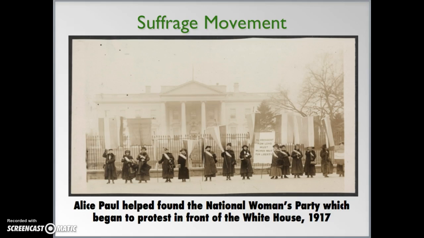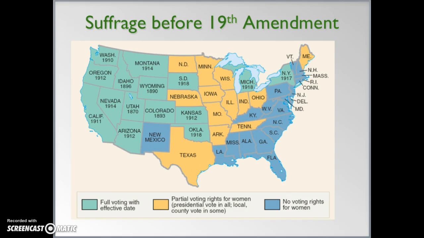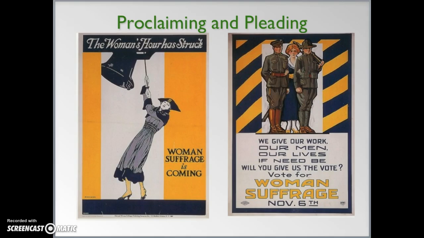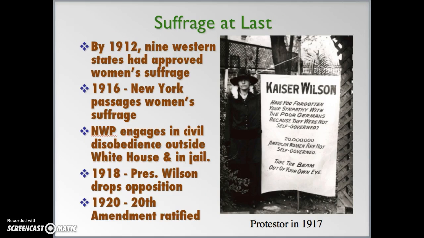Back home, we have women's suffrage movements still going on. We have advances being made across the country. We have women using patriotic imagery, right? Women's suffrage is coming. We give our men our lives. Will you not give us the vote? Kaiser Wilson, ha ha ha, isn't that funny? We're fighting Kaiser Wilhelm, and so they call him Kaiser Wilson.